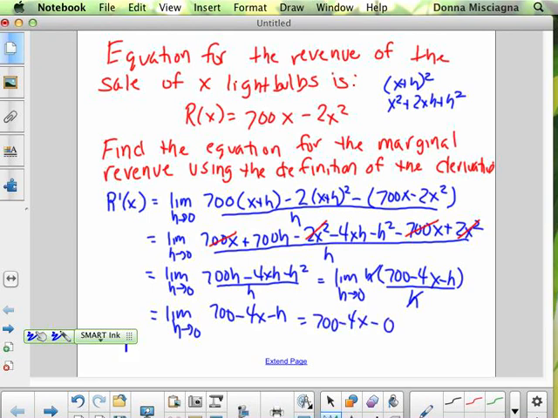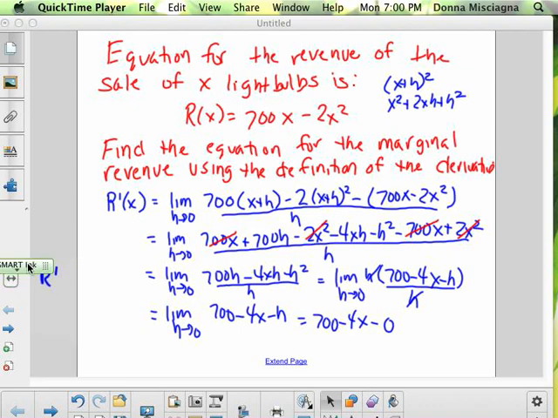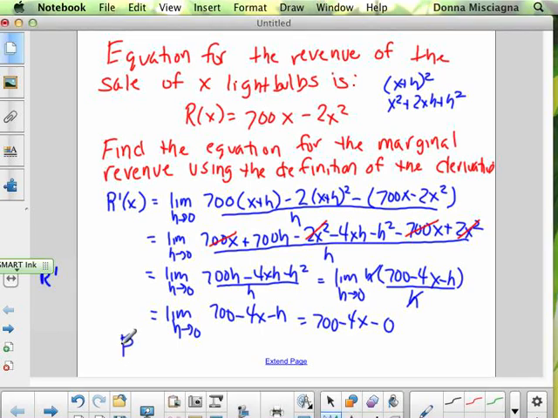So R prime, I have a recording box that's blocking. Got to move it out of the way. R prime of X is 700 minus 4X. Let's go ahead and finish analyzing this on the next page.